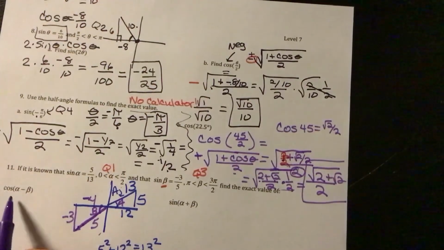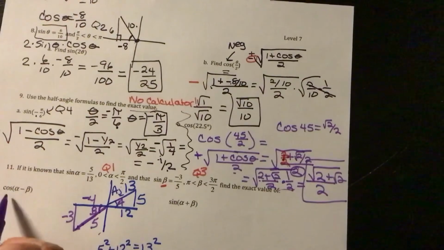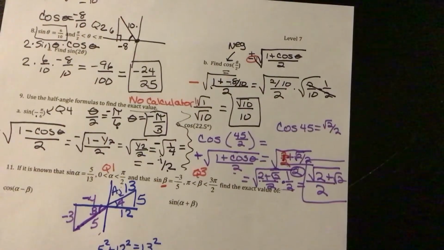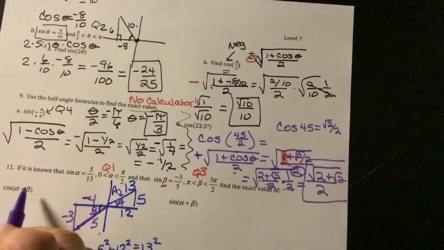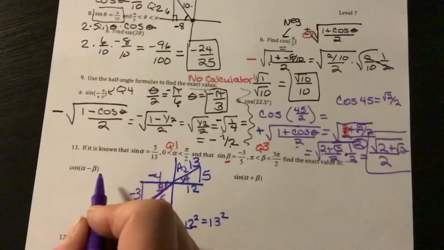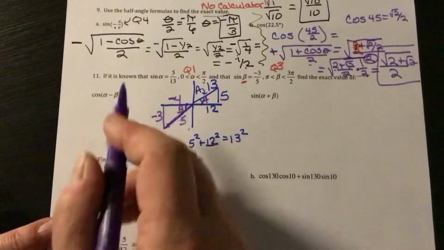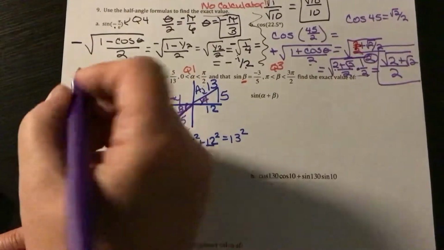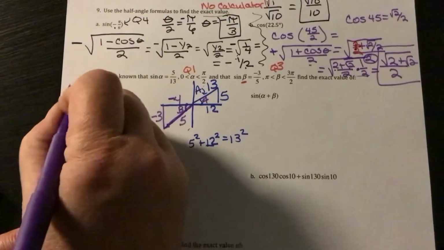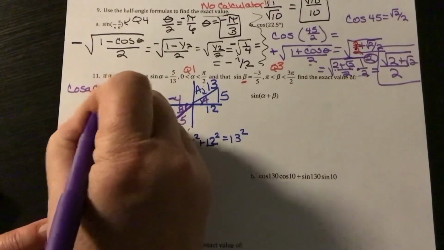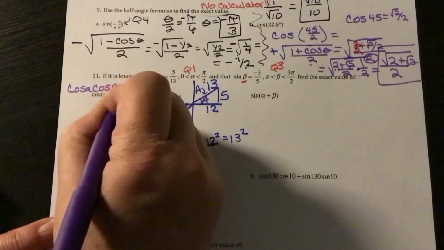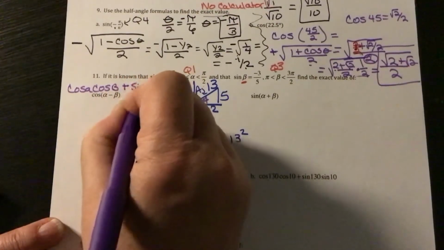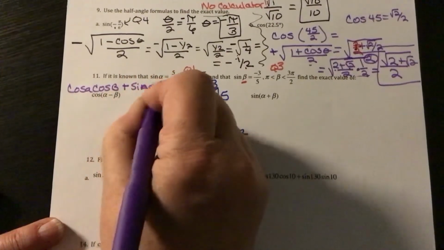So here they're asking me to find cosine of A minus B. So I need to find that formula, and that ends up being cosine A cosine B plus sine A sine B.